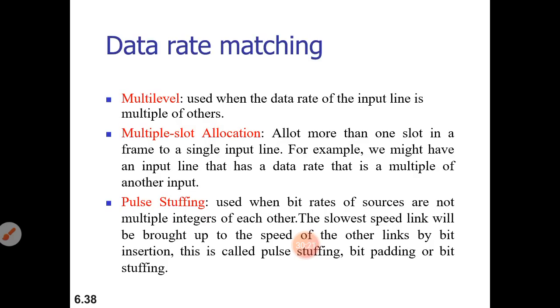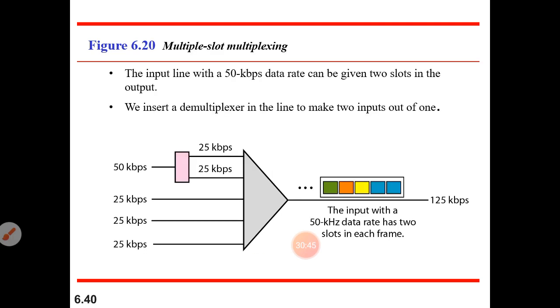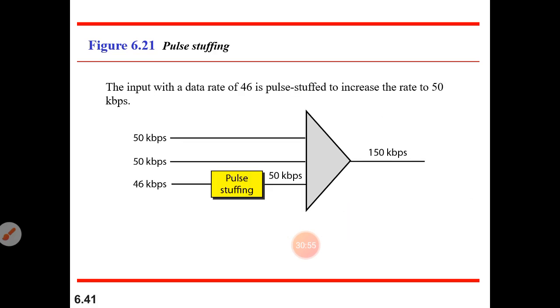And the next one is pulse stuffing, used when the bit rates of the sources are not multiples of each other. Here in pulse stuffing, we have 50 kbps and 46 kbps. The 46 kbps is not a multiple of 50 kbps. So the data rates are not multiples of each other. At that time, the slowest speed link will be brought up to the speed of the other link by bit insertion.